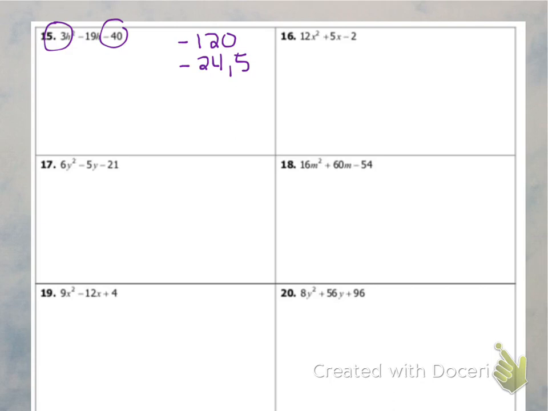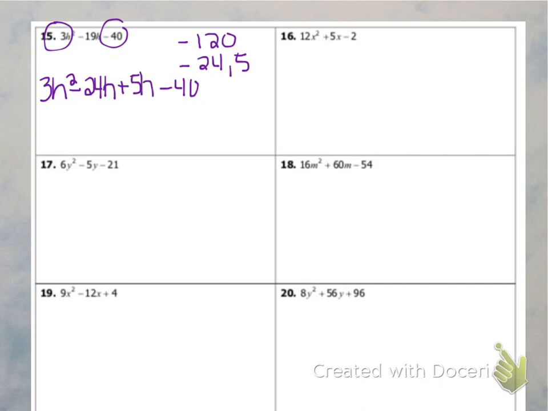So I'm going to rewrite this. I keep the first and the last terms the same, and then I'm just going to split the middle term up into a minus 24h and a plus 5h. And again, it doesn't matter which one you put first. So I'm going to do this, and now I've got a 4-term polynomial.